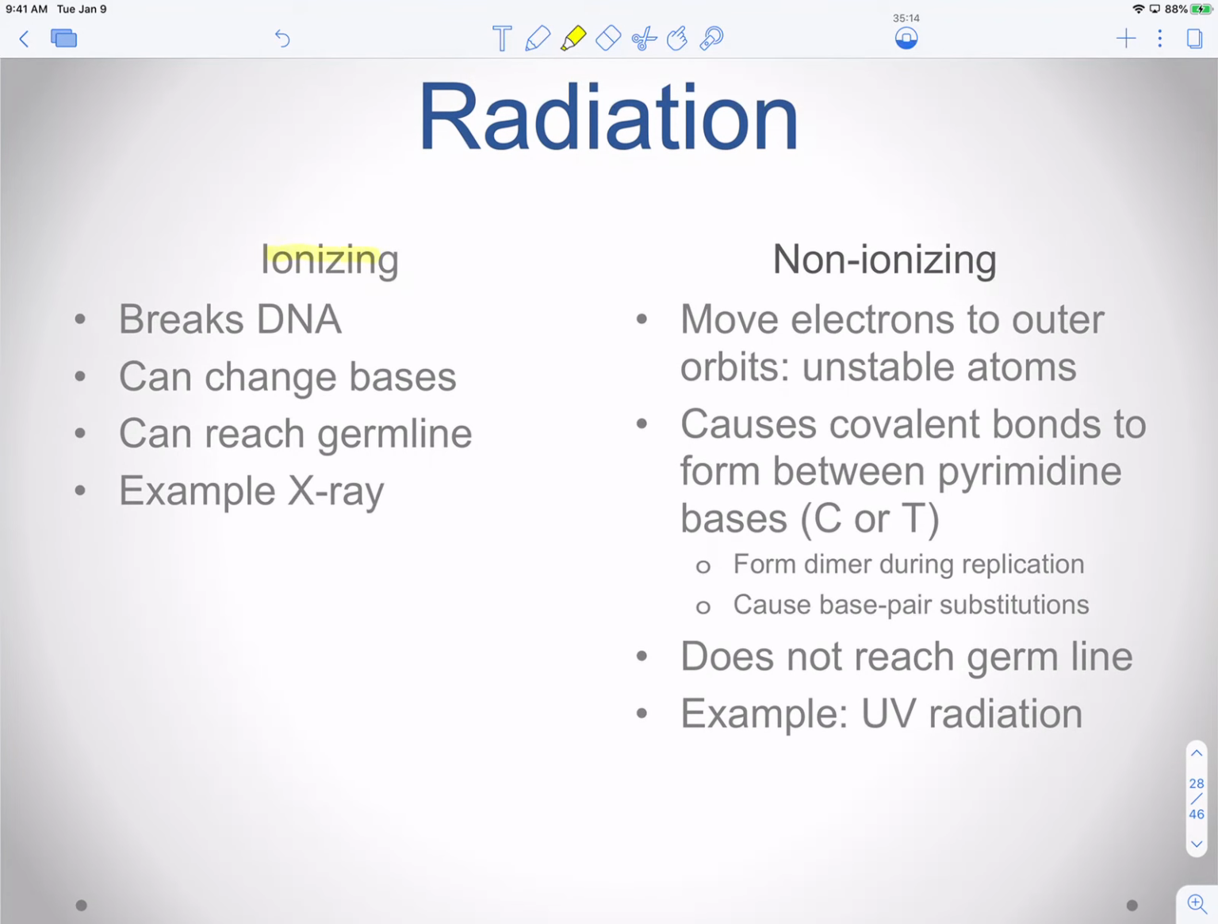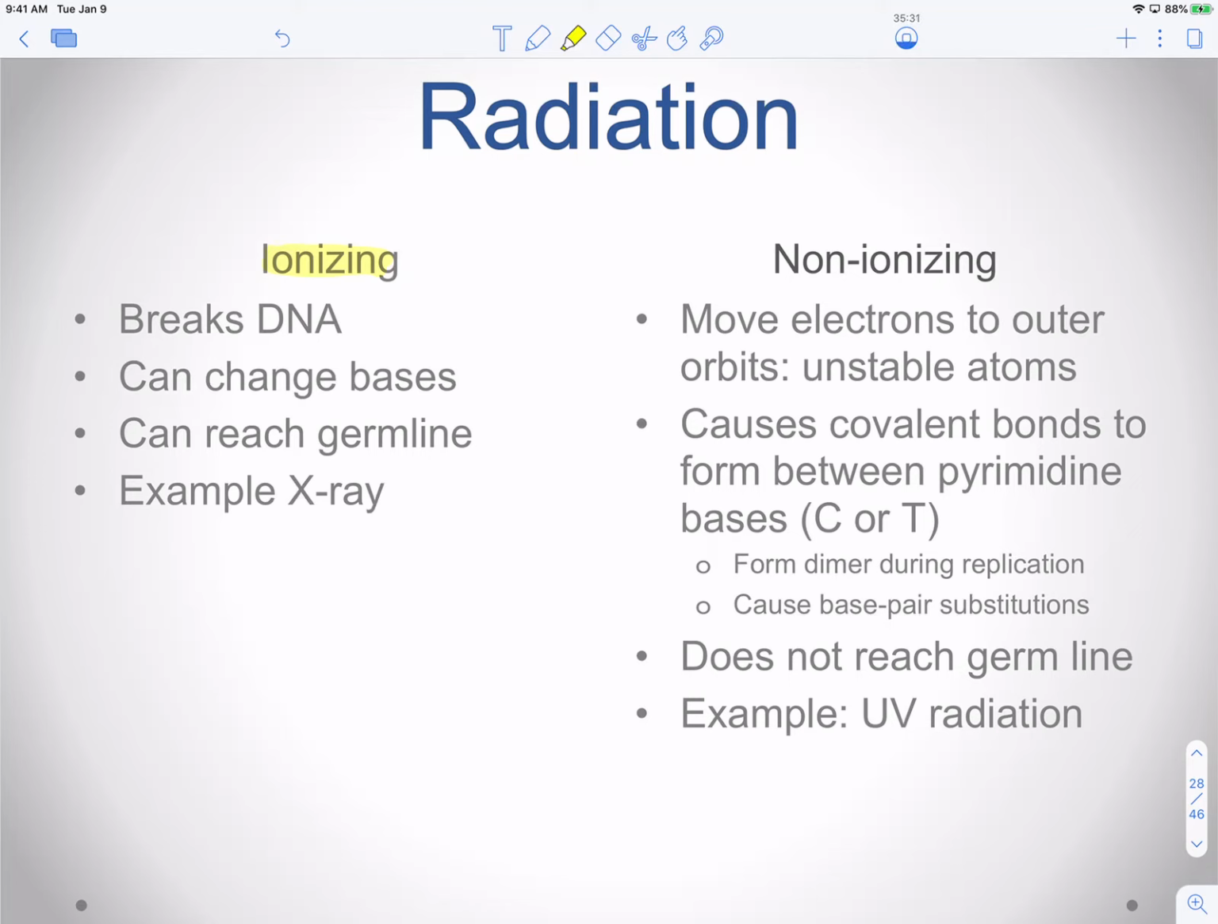So for ionizing radiation, these have the potential to break your DNA. They can alter your bases. They can actually get in pretty deep and reach germline cells, your eggs and sperm. An example of this are X-rays.